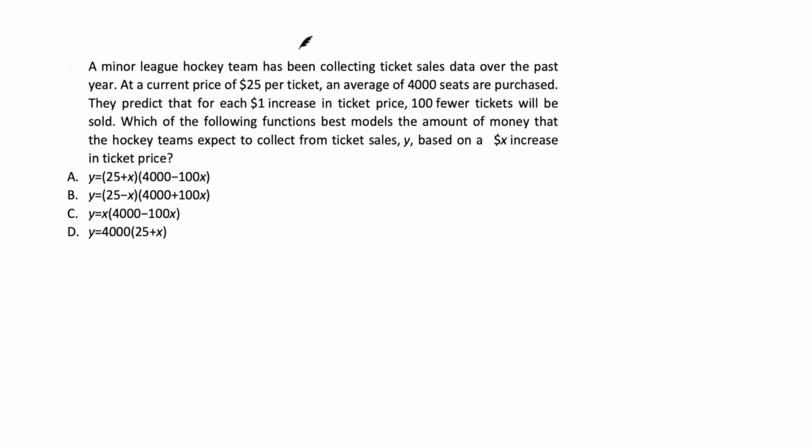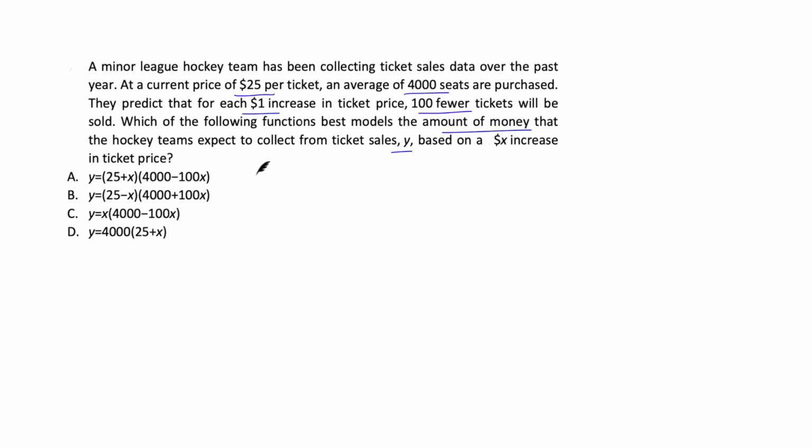Let's evaluate this interesting question. A minor league hockey team has been collecting ticket sales data over the past year. At a current price of $25 per ticket, an average of 4,000 seats are purchased. They predict that for each $1 increase in ticket price, 100 fewer tickets will be sold. So if they increase the price by $1, they will sell 100 fewer tickets. Which of the following functions best models the amount of money that the hockey team expects to collect from the ticket sales Y based on a $X increase in ticket price? Very interesting. Please pause the video and read the question again if you want.